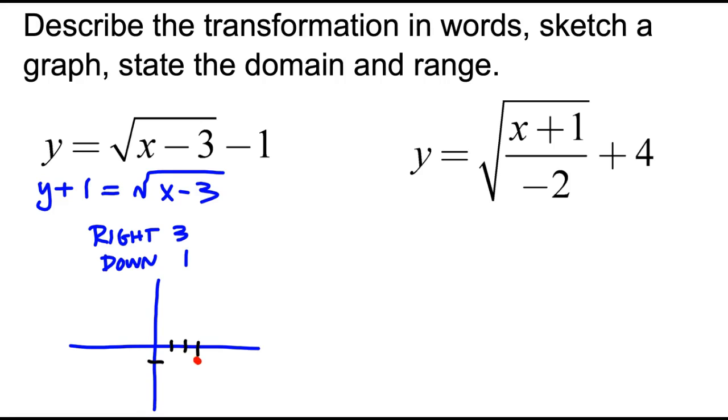vertex or your starting point. And this one is going to be just a normal one, so just make a little sketch like that. State your domain and range. My domain is going to be x is greater than or equal to 3, and my range is going to be y is greater than or equal to -1. Because -1 is the minimum y value.